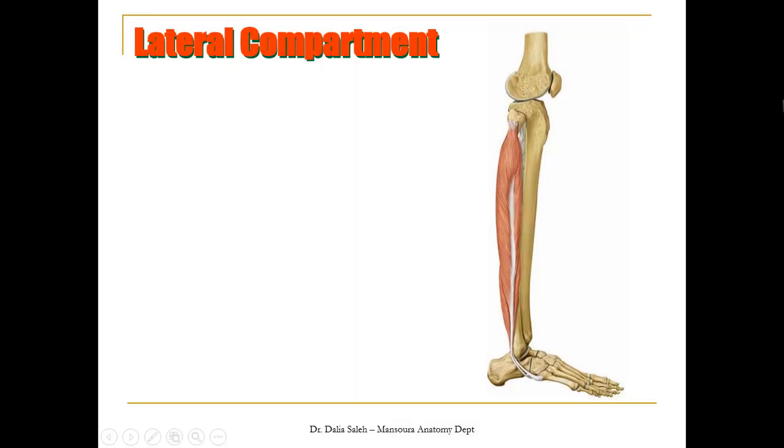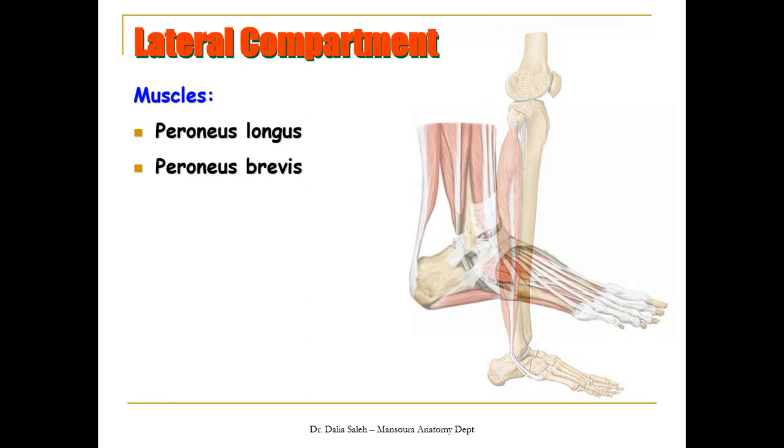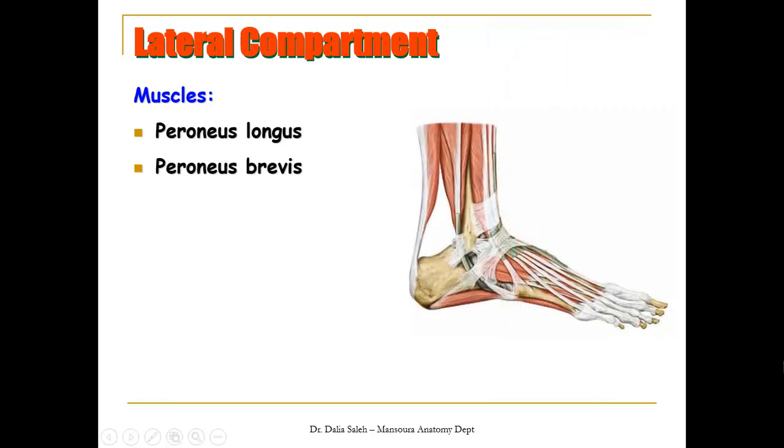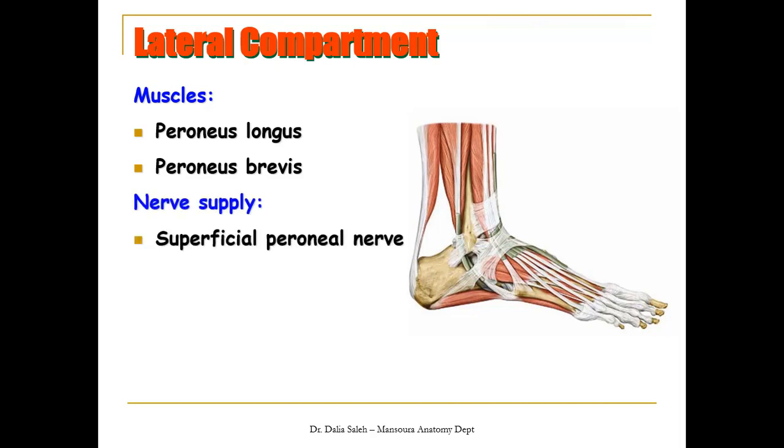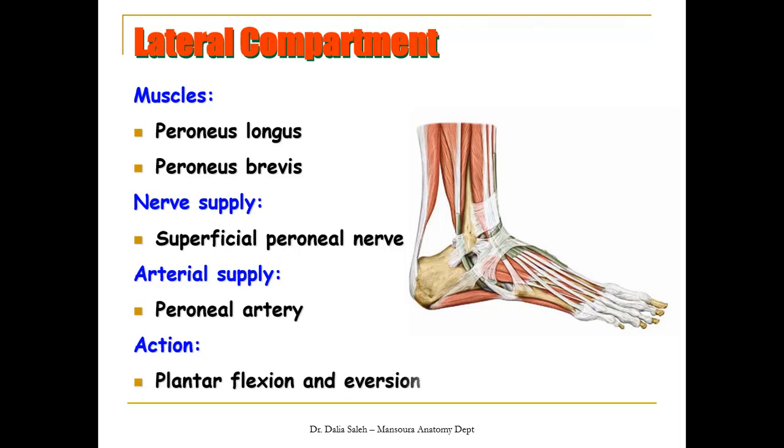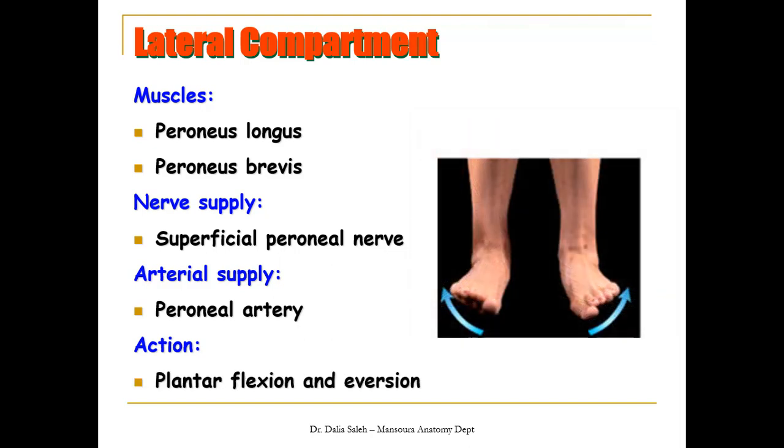The lateral compartment of the leg lies against the lateral surface of the fibula between the anterior and posterior intermuscular septa, and it contains 2 muscles. The superficial one is called the peroneus longus. Deep to it lies the peroneus brevis. Both of their tendons pass behind the lateral malleolus on their way to their insertion into the foot, under the cover of the superior and the inferior peroneal retinaculum. They take their nerve supply from the superficial peroneal nerve and their arterial supply from the peroneal artery, and they both share in the same action, which is plantar flexion and eversion of the foot.